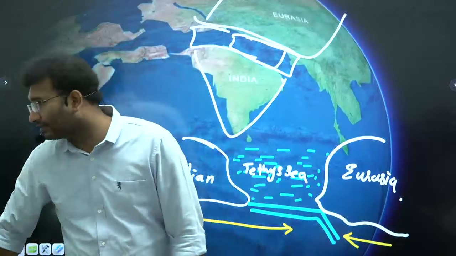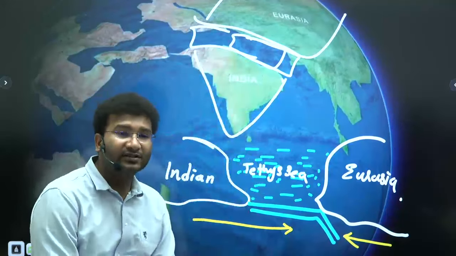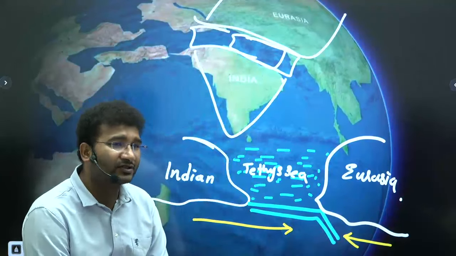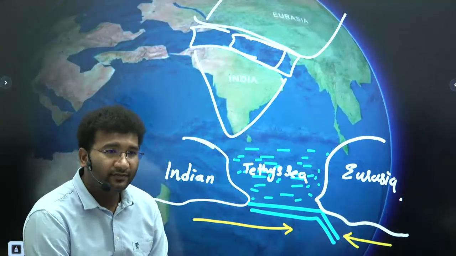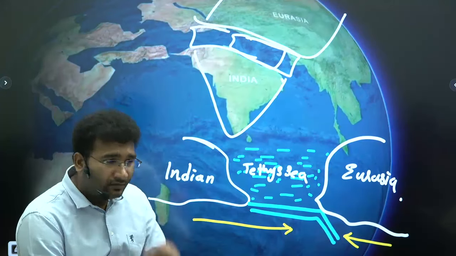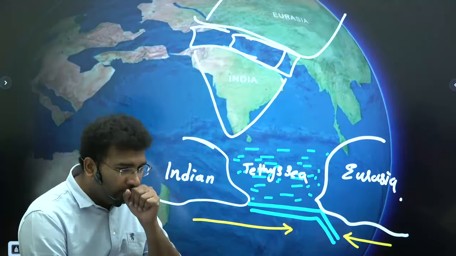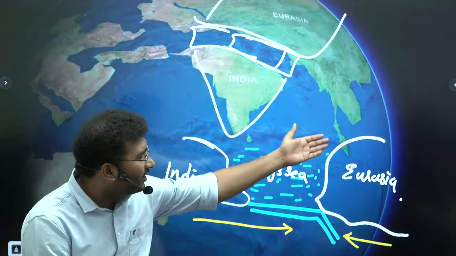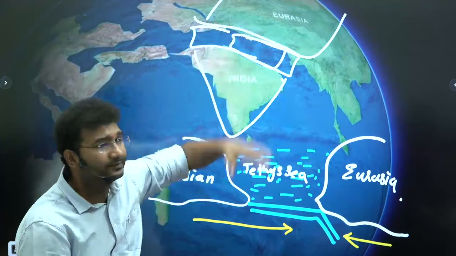And do you remember I told you in the beginning that when ocean and continent converges, what are the landforms that you'll ever get to see? Volcanism? Yes. Trenches? Yes. Next? Earthquakes? Yes. So, where are volcanoes present on Eurasia?